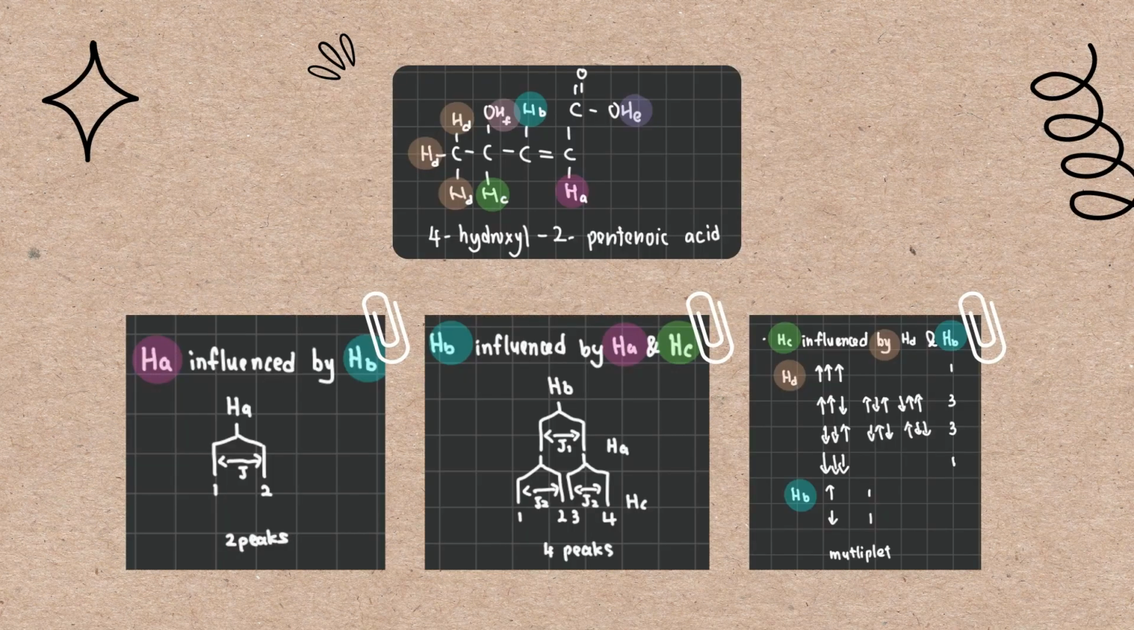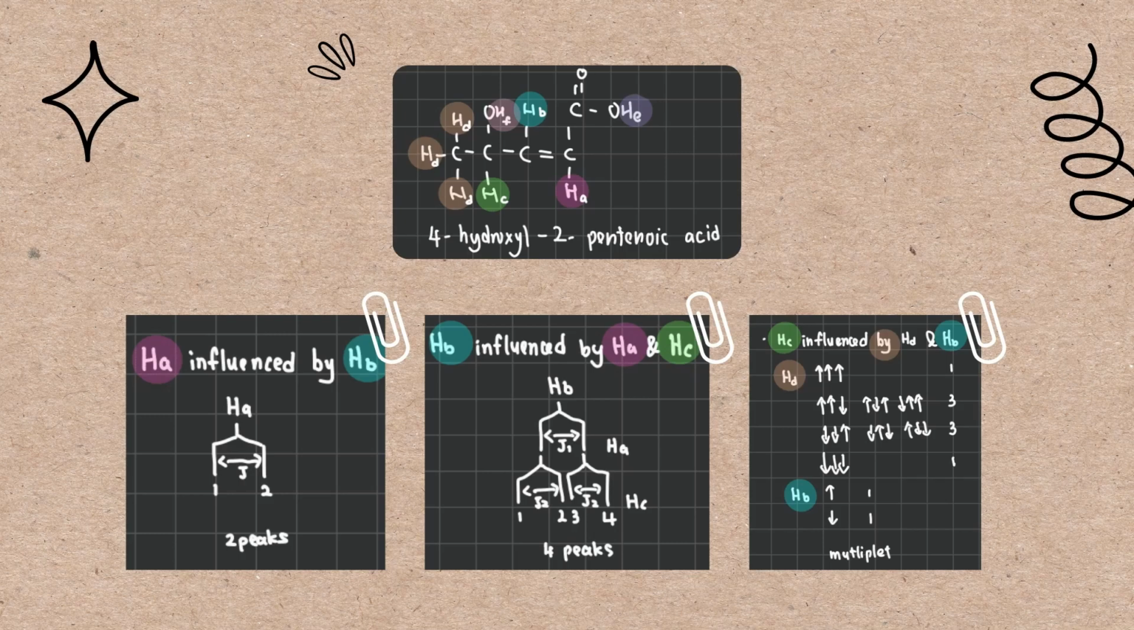By observing the 4-hydroxy-2-pentanoic acid, the hydrogen ions were labeled as HA, HB, HC, HD, HE and HF with different colors. First, it can be observed that HA will be influenced by the neighboring HB, causing the formation of two peaks in the spectrum. Then, HB will be influenced by two neighboring hydrogens, HA and HC. Since HA and HC are in two different chemical environments, 4 peaks will be generated in the spectrum for HB.